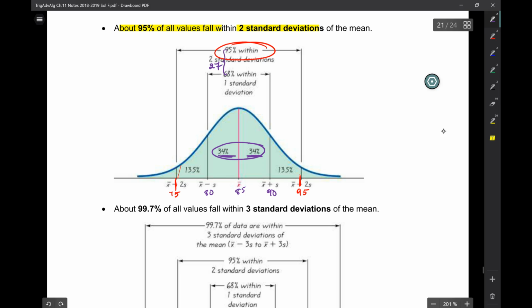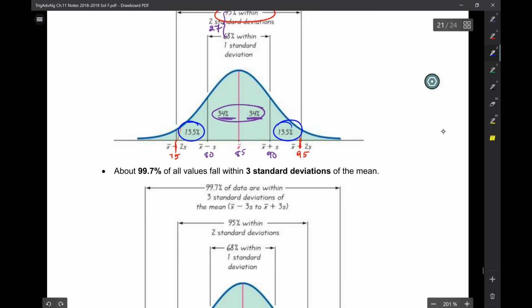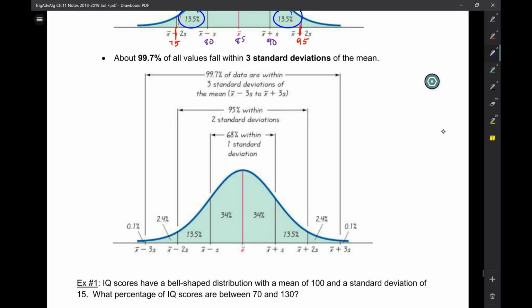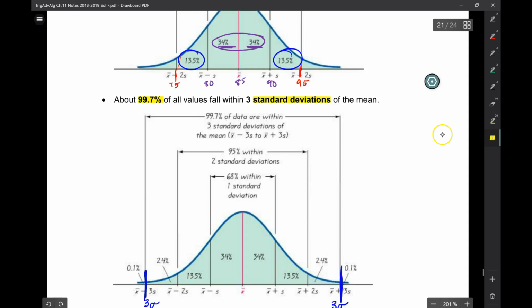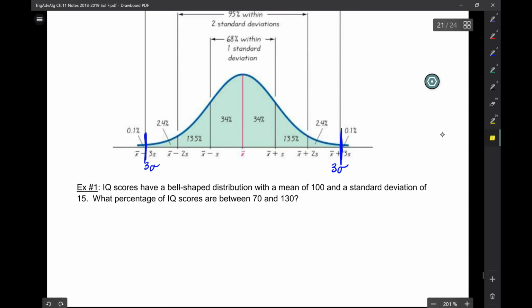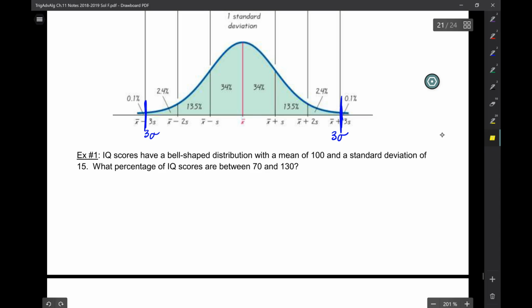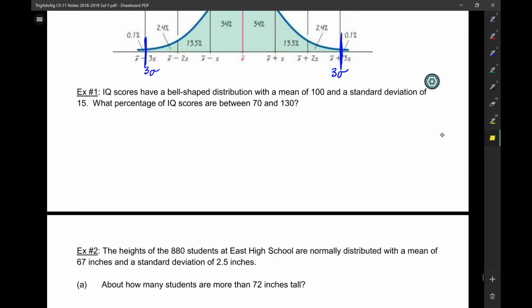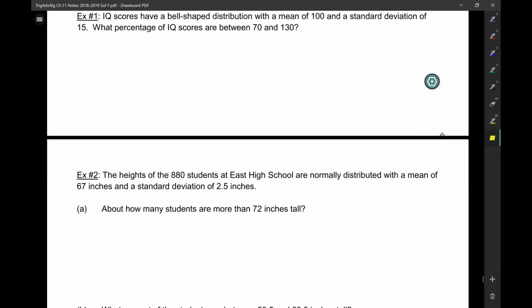Of that 27, you split it in half. So 13.5% is here and 13.5% is there. Now, if I go one more standard deviation out, 3 standard deviations, then I get 99.7% of the data. So hence the rule 68, 95, 99.7. And so I have 2.4% there and 2.4% there. Okay. So let's do some examples.